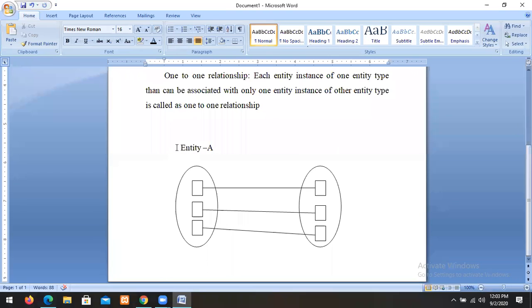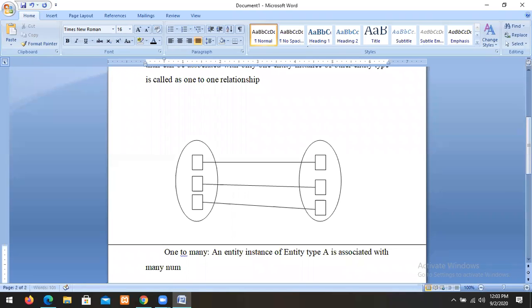Similarly, we go for one-to-many. What is one-to-many relationship? An entity instance of entity type A is associated with any number of entity instances of entity type B is called one-to-many relationship.